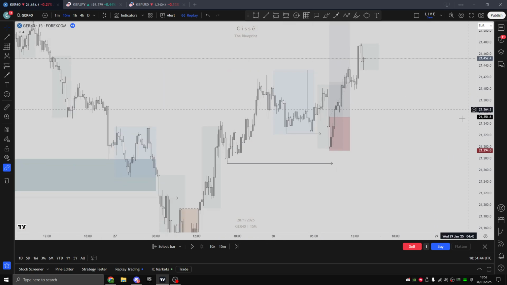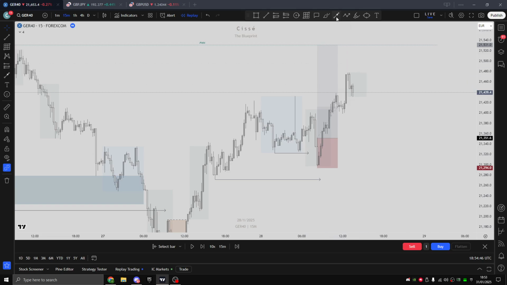So a nice push away for London. Now, we've now built liquidity potentially to come take in New York. So this low here, this low here.